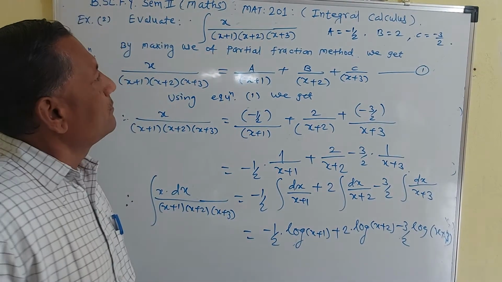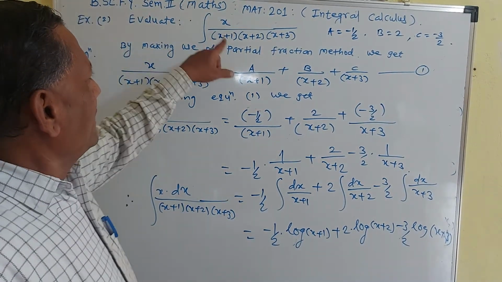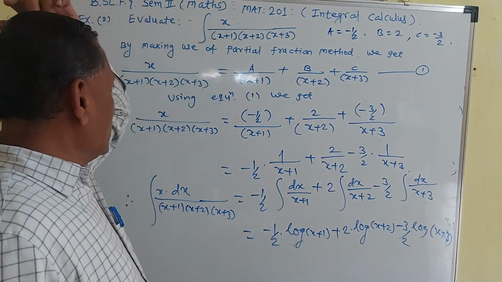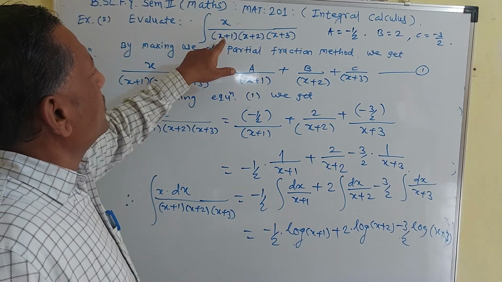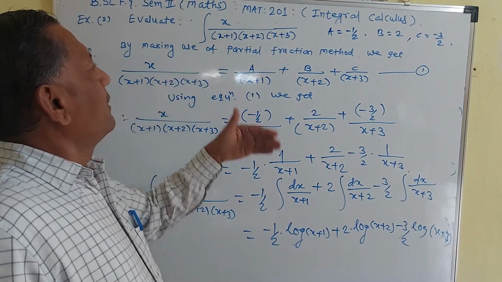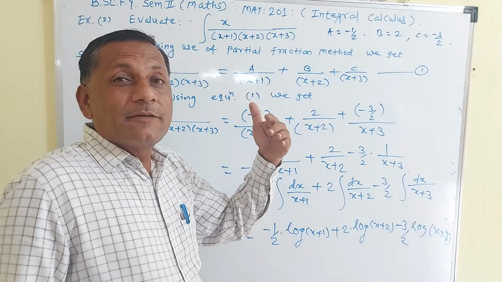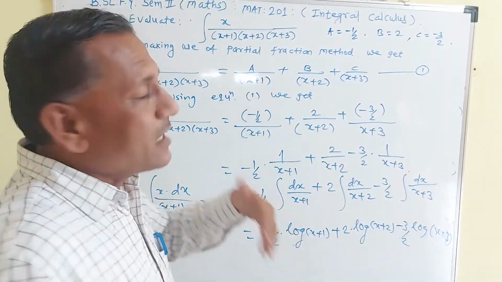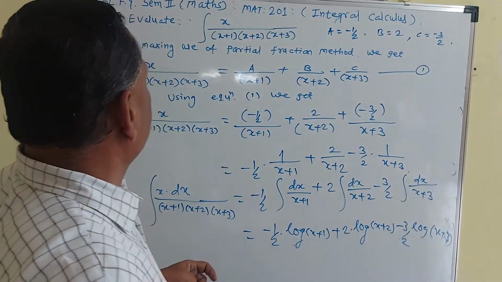So in this way you solve the integration of an algebraic rational function when the denominator occurs as linear factors, and those linear factors are non-repeated linear factors.